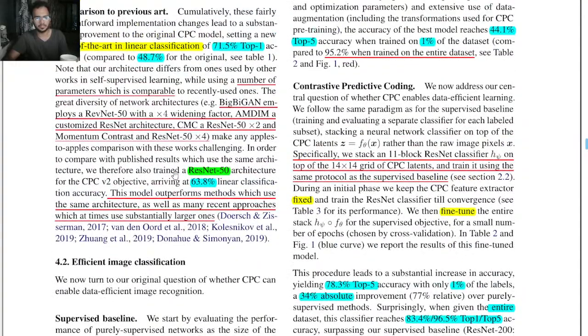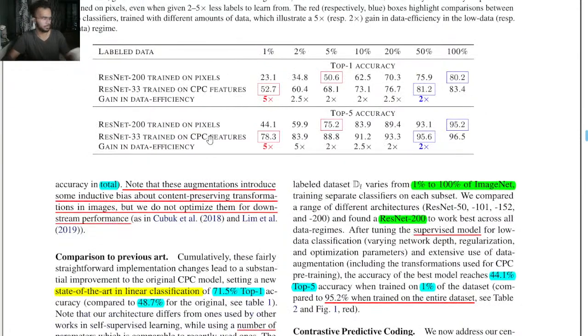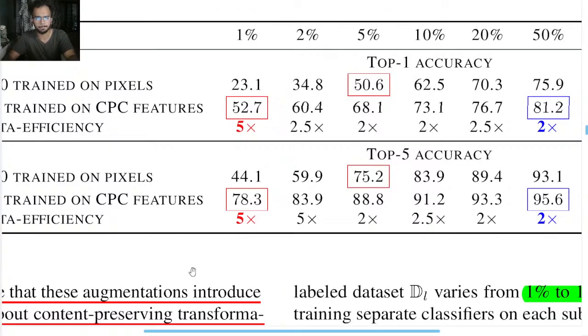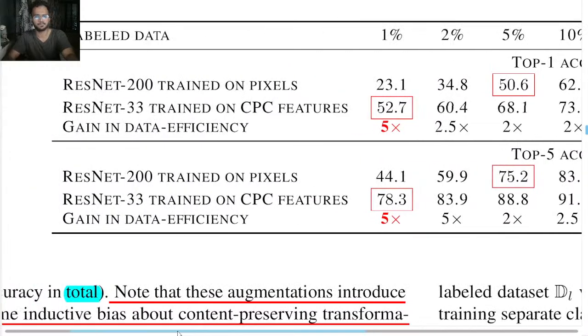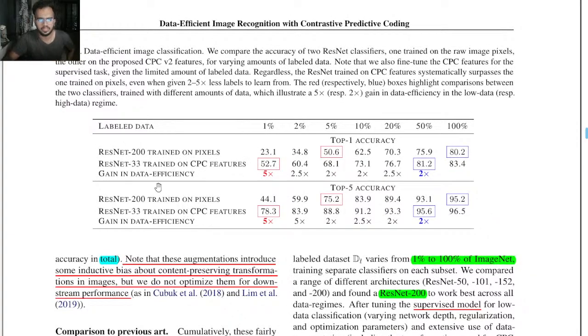Now, getting towards comparison with the previous state of the art. Let's look at the table that they have provided. ResNet 200 trained on pixels, ResNet 33 trained on CPC features, showing the gain in data efficiency. Similarly here, this one would be top 1 accuracy, and this is top 5 accuracy. And this is the percentage of labeled data that was used to train both ResNet 200 and ResNet 33. ResNet 200 was trained on pixels, and ResNet 33 was trained on the CPC features that were obtained from the unsupervised model.